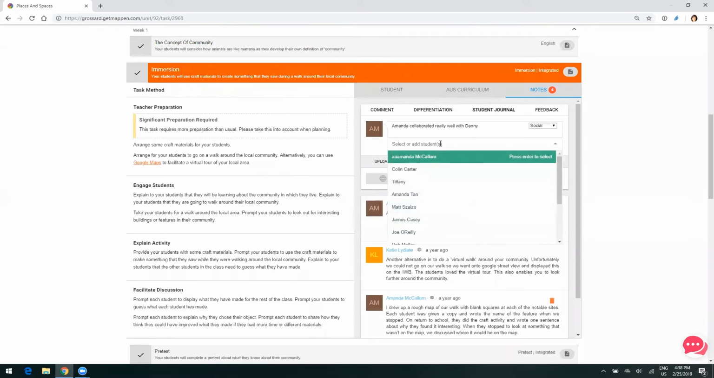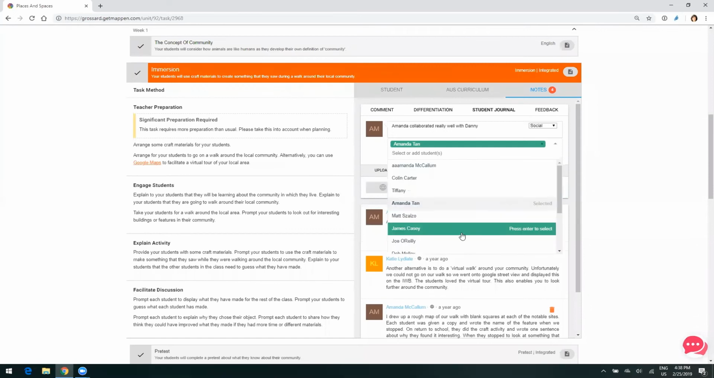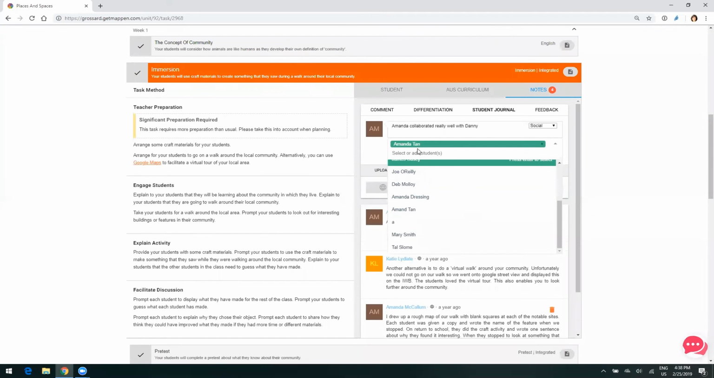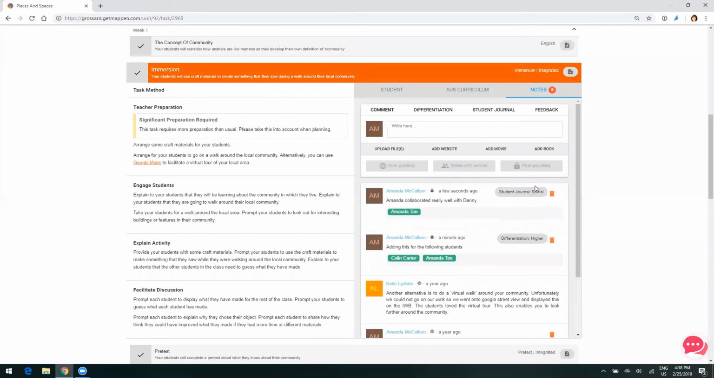Add their names. I'm hoping I've got a Danny here. I may not have. No, I don't, but we all know what I'm talking about. And if I post that, I will show you how those records are building progressively with a link back to the task that you were delivering at the time. So it means you don't have to write what they were doing, what the task was, just what their behaviour was. That's the student journal.